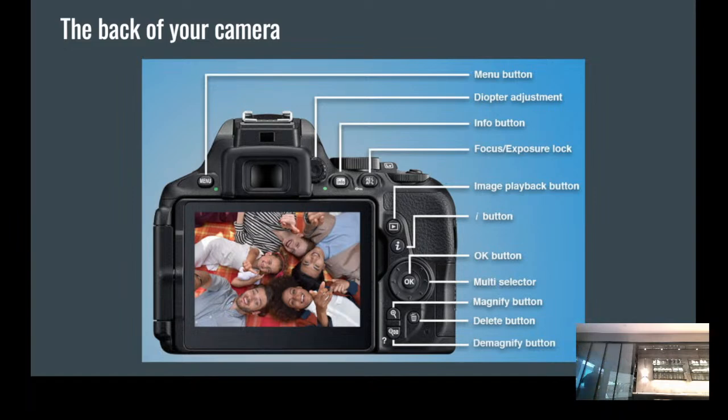Underneath that, we have the multi-selector, which is pretty self-explanatory. That's your ability to move towards other images and whatnot. And then you have the OK button, your way of selecting and finalizing, or just pressing OK on the camera. Underneath that, you'll have a demagnifier and a magnifier button. That's going to be your way to zoom in and check things.